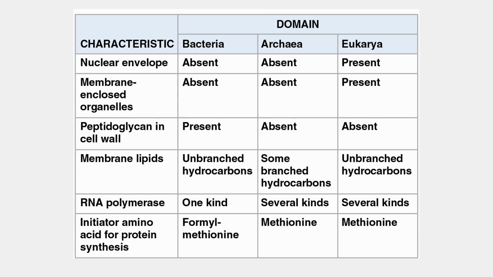The lipids that we would find embedded within the membrane in bacteria are unbranched hydrocarbons. Archaea have some branched, and eukarya also have unbranched. The enzyme RNA polymerase in bacteria, there's just one kind, and in both archaea and eukarya, several kinds of each. Archaea and eukarya also share the same initiator amino acid whenever protein synthesis is unfolding. And bacteria have only the formyl methionine.